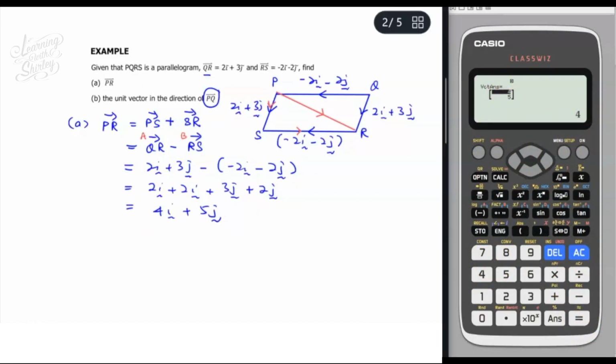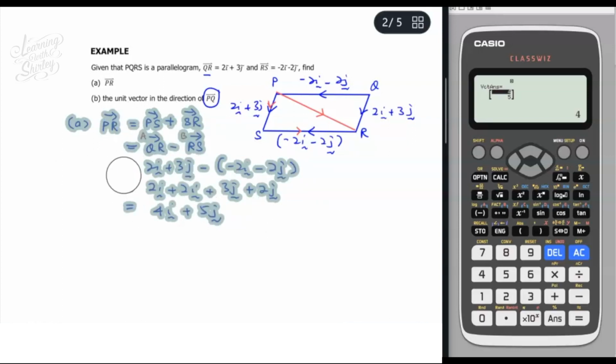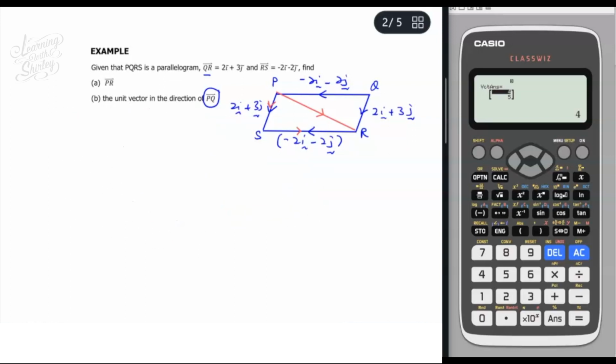Okay, so now we're going to solve for unit vector in the direction of PQ, which is question B, okay? So I need more space, so I'm going to erase this answer. Okay, but in exam you don't erase, huh? Okay, so we're going to continue with B, okay? So you're going to find what is vector PQ first. So vector PQ is actually negative of RS, okay?